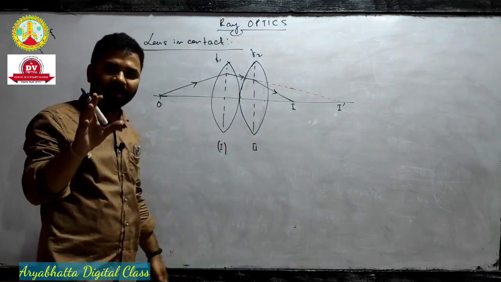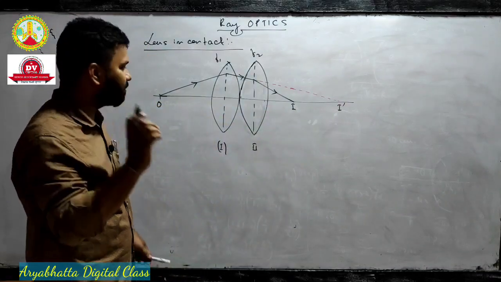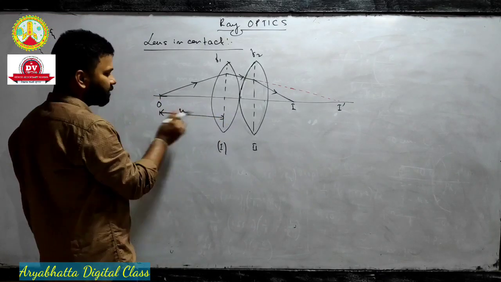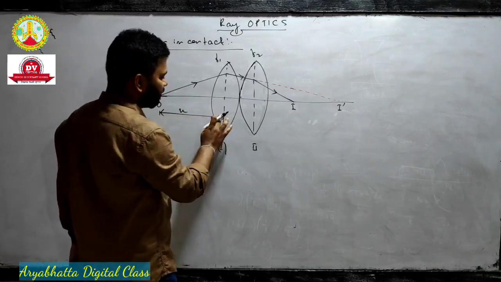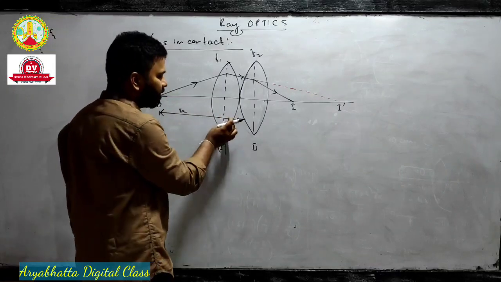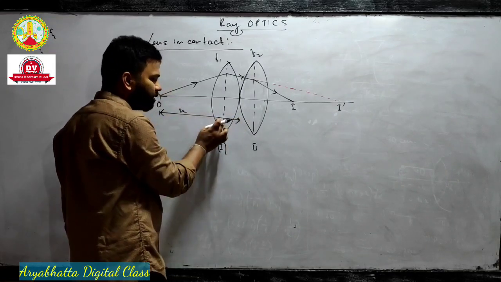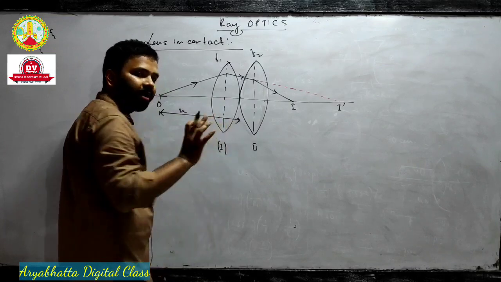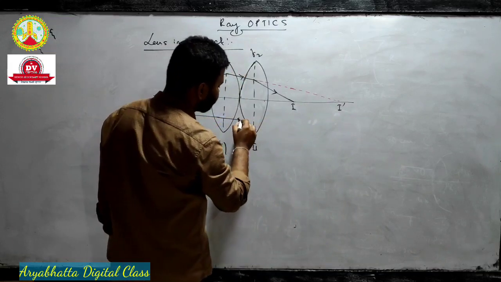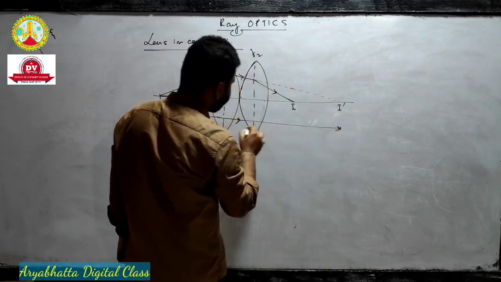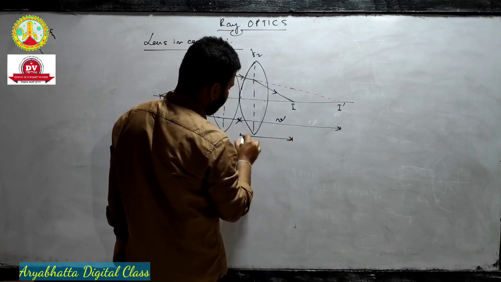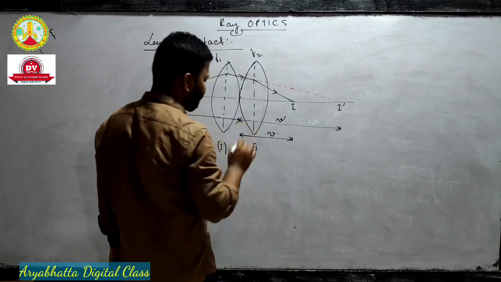So I have already told you earlier the concept of virtual object. So this object is the actual object. So this is u. You can consider the distance up to the center, yes? Because for thin lenses, the distance up to here and the distance up to here are both almost equal. Okay, this one will be called the virtual object. So this one will be treated as v dash, and this distance is equal to your v.